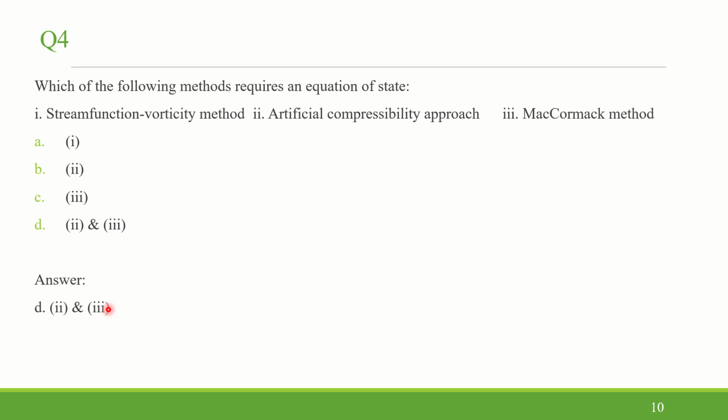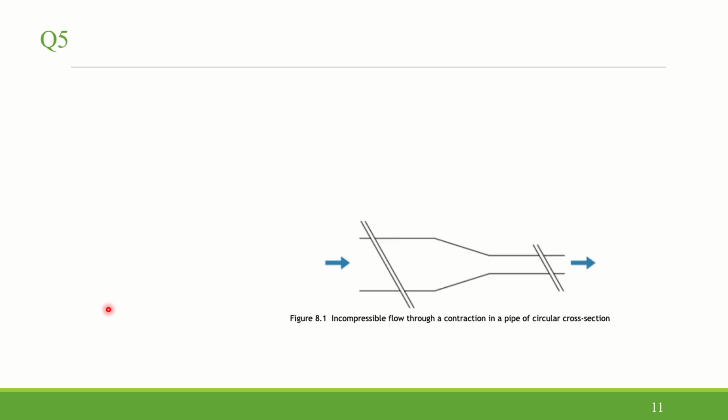Now we will go to question 5. In question 5 we have one figure, and the questions that follow will be based on this. It is incompressible flow through a contraction in a pipe of circular cross section. And what follows is the question.